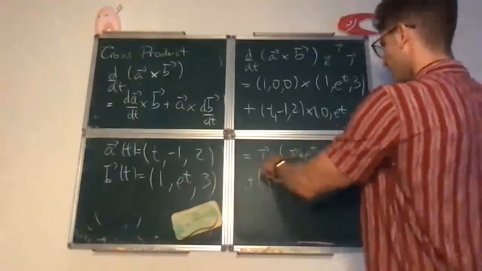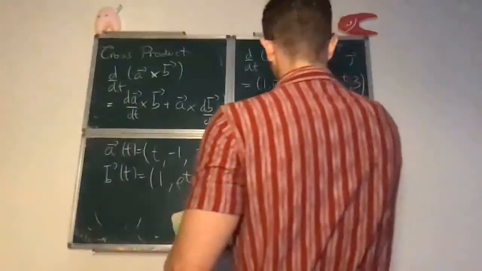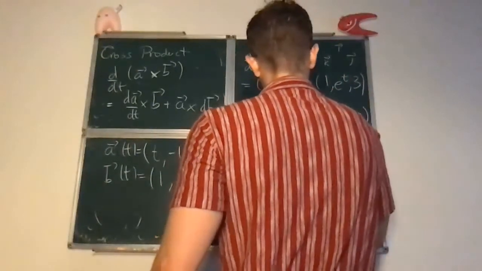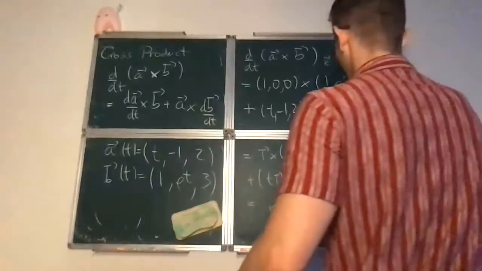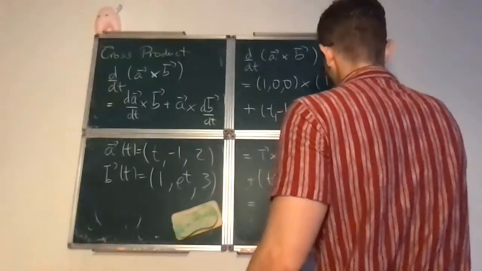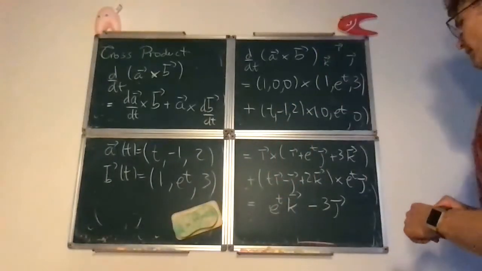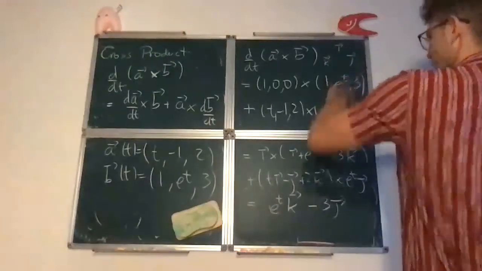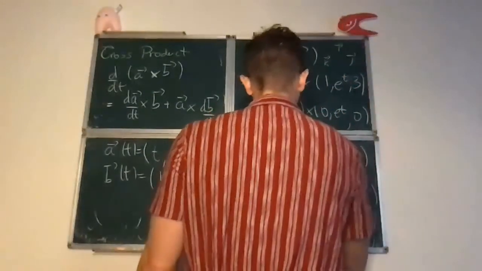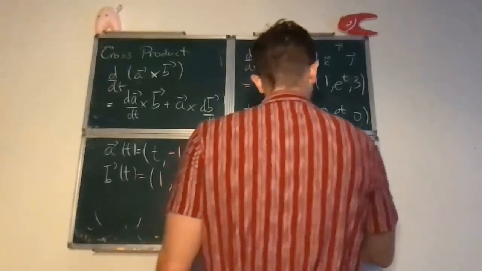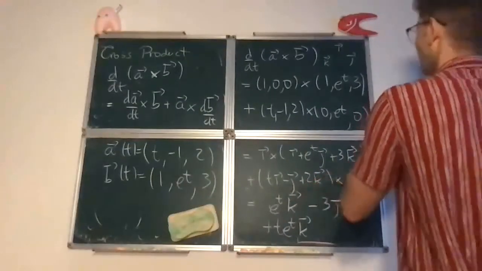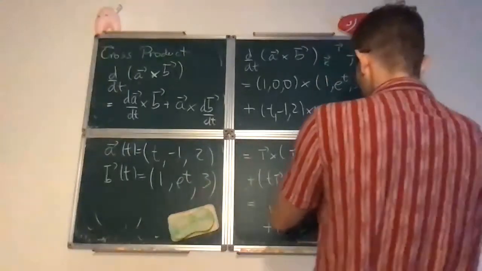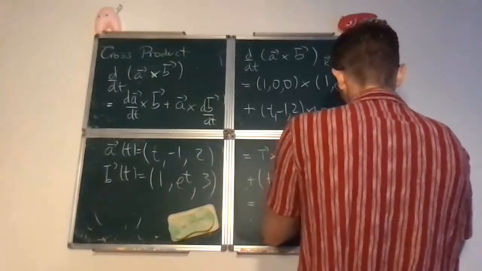Remember our diagram. It's just to practice doing it differently. So i cross i is 0, i cross j gives you k, so you get e to the t k. i cross k gives you negative j, so you get minus 3j. And then you get i cross j is k, so you get t e to the t k. And then j cross j is 0, and then 2k cross j is negative i, so you get minus 2 e to the t i.